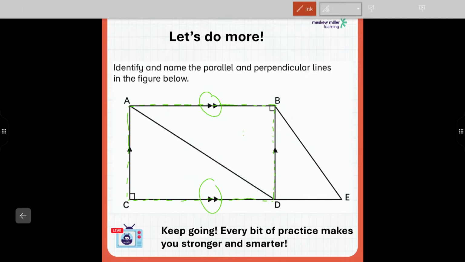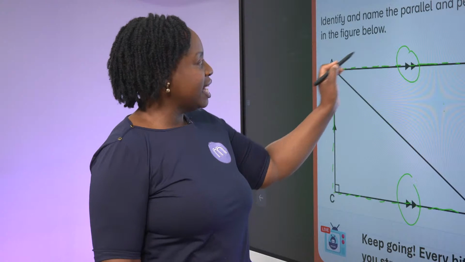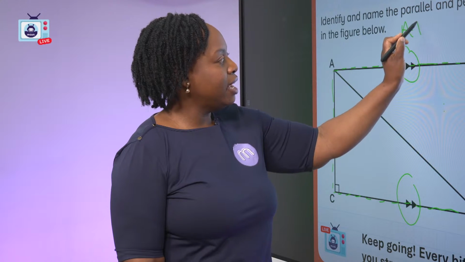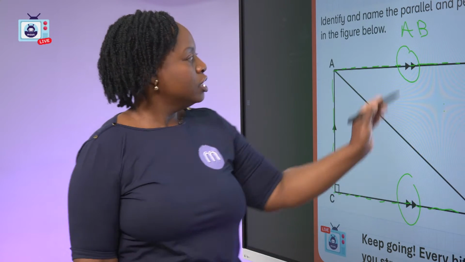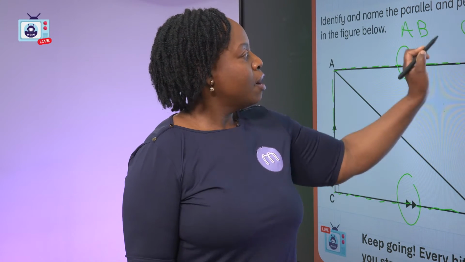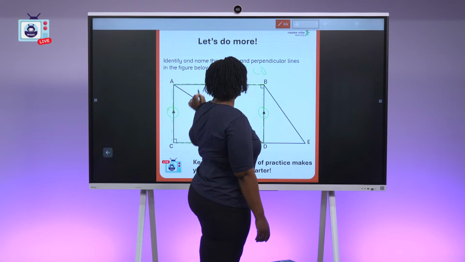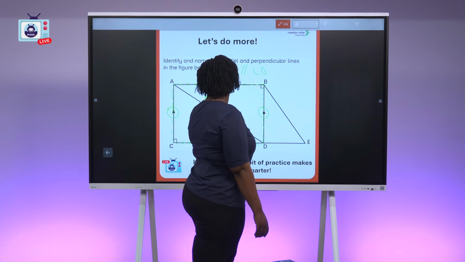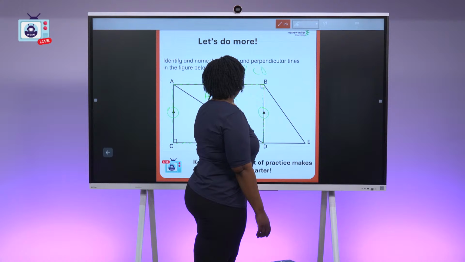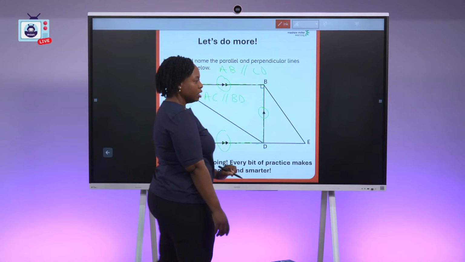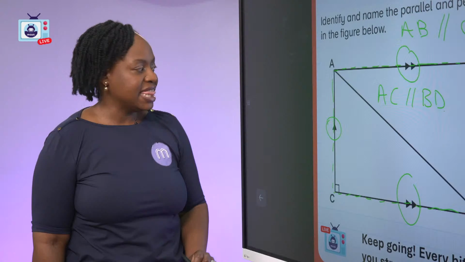We name them by saying AB, and also CD, but we are saying that they are parallel to one another. So identified, right? Also, we have AC parallel to BD. Remember, this arrow is your ticket to parallel, right? So we have AC parallel to BD. Are we okay? So we have seen that, right?